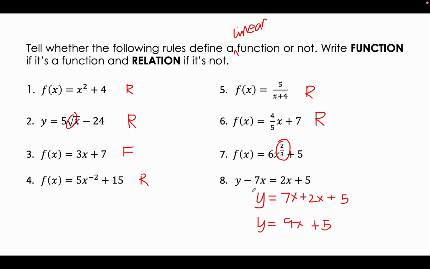Okay, so y is simply f of x, and then both y and x have the same exponent, which is 1. So therefore, number 8 is a linear function. So therefore, this is a function. I'm sorry, number 6 is function, this one. And number 7 is not a function, therefore this is R.